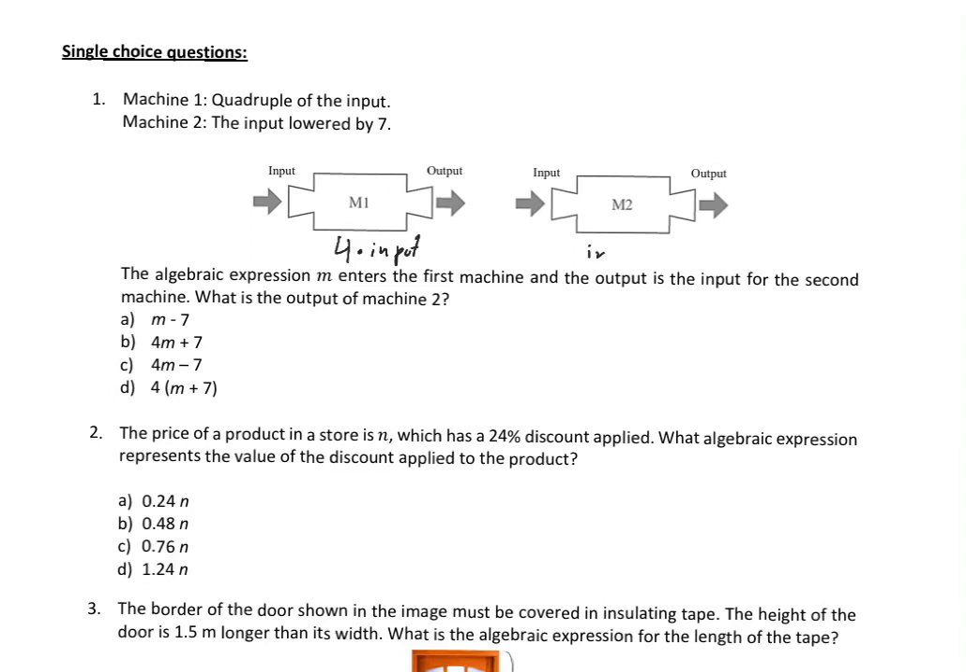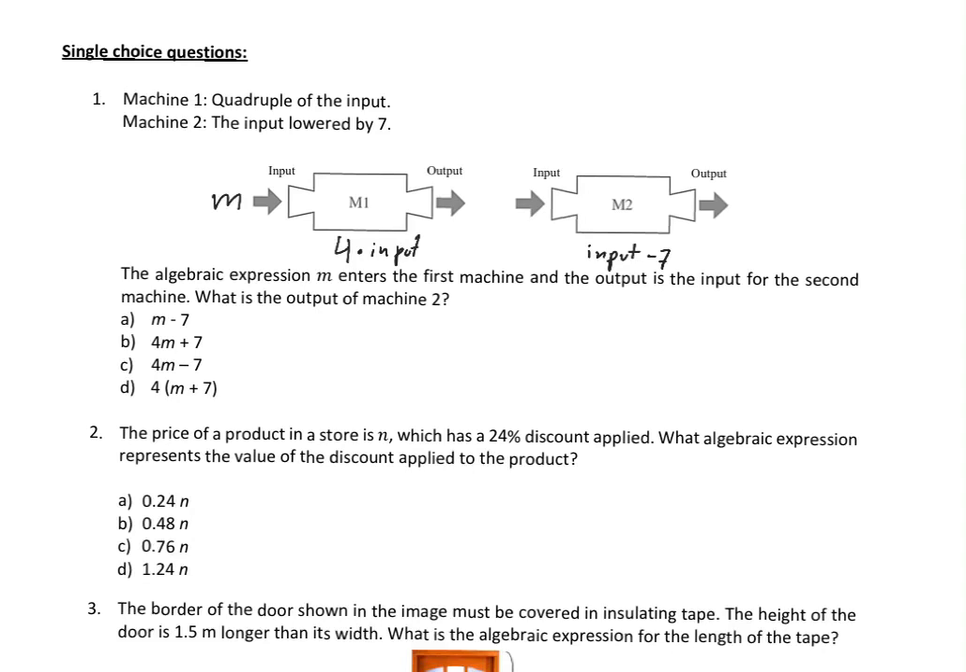So it is the input. What does it do to it? What does subtraction? Yes, lowering means to subtract. The algebraic expression m, all right, m is going to enter the first machine, so it's going to be the input. And the output of that machine is the input for the second machine. What is the output at the end?